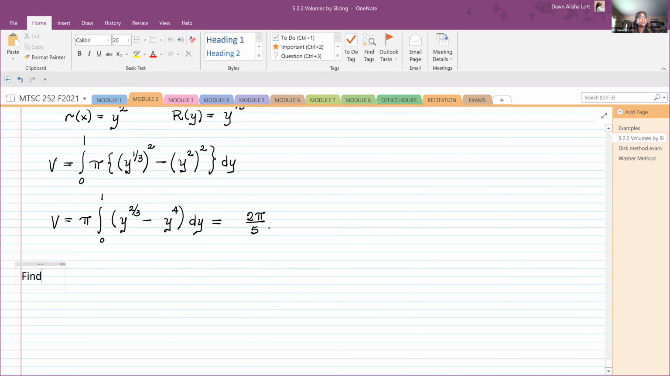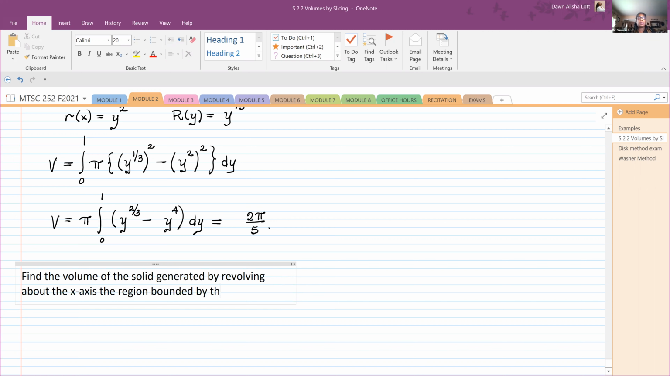Okay, so we want to find the volume of the solid generated by revolving about the x-axis, I apologize, the region bounded by the parabola y is equal to x squared plus 1, and the line y is equal to x plus 3.